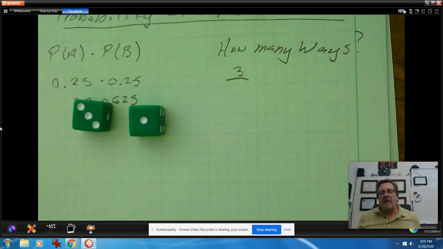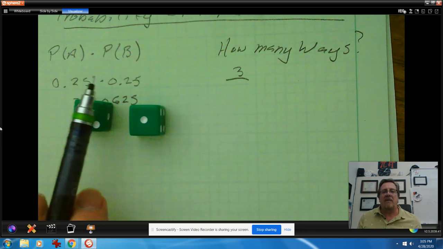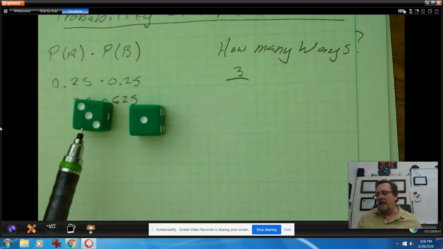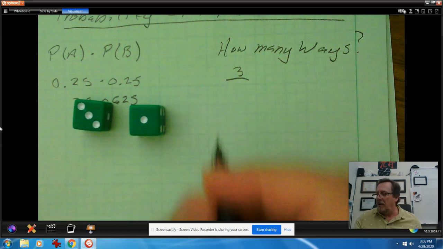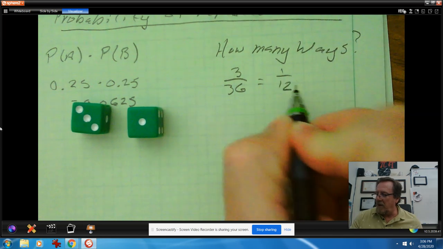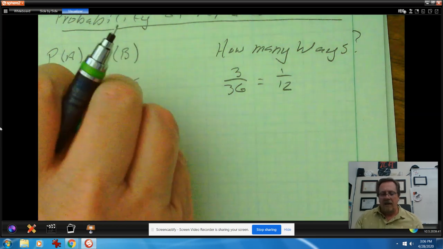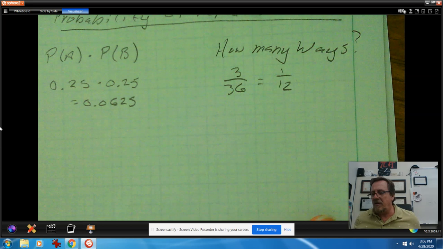How many combinations are there in total? There are 6 different outcomes for this die and 6 different outcomes for this die. Thinking about probability, we multiply those together. There are 6 times 6 possible things that could happen, or 36 different combinations. So if I ask what's the probability that you're going to roll a 4 when rolling a pair of dice, the probability is 3 over 36, which is 1 out of 12 when you reduce it. Make sense?